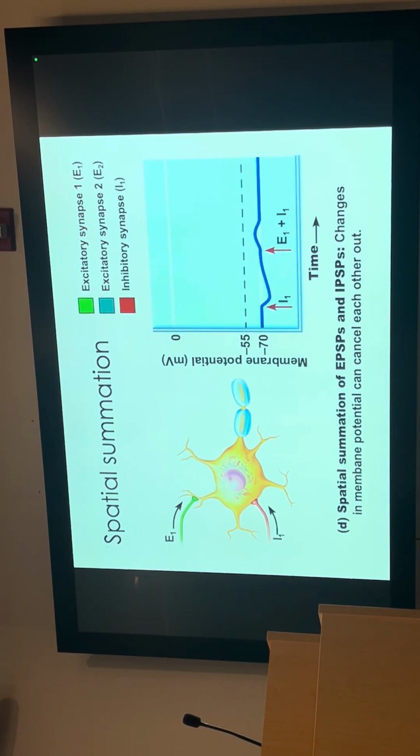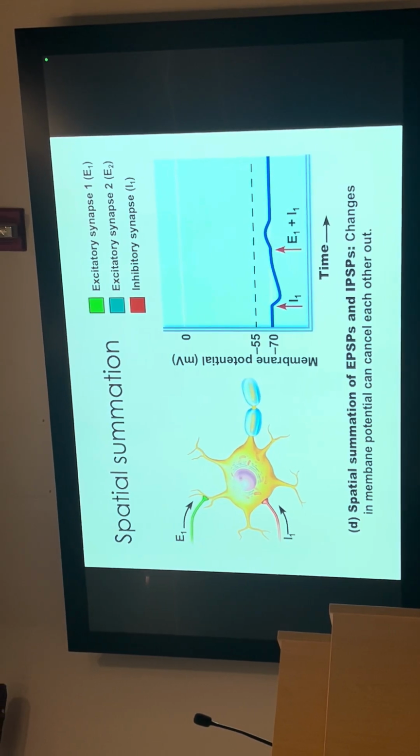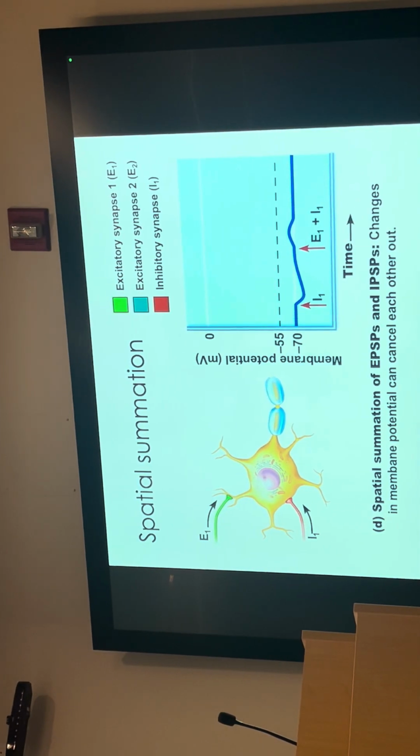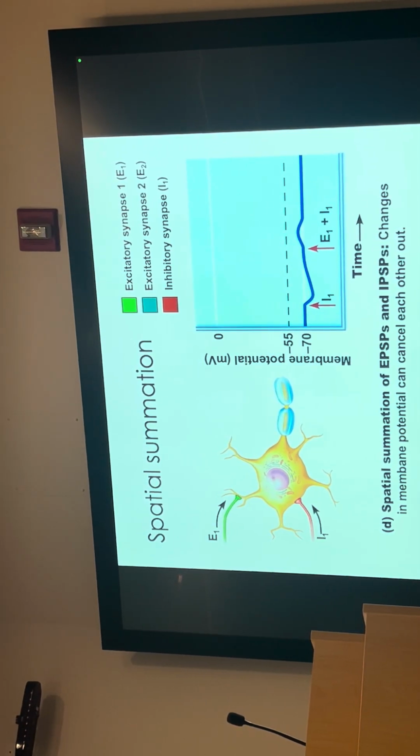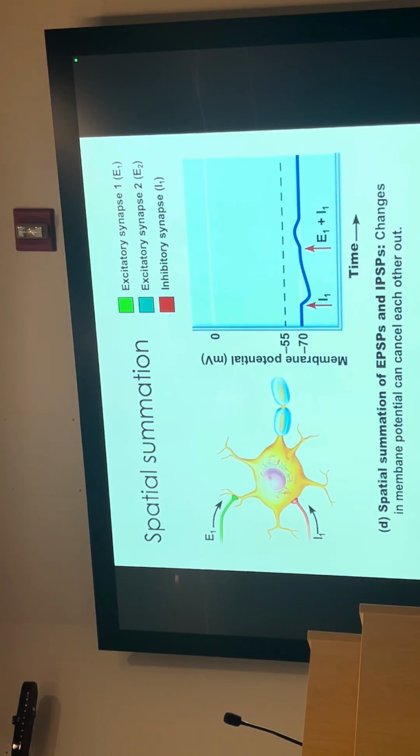Here's what would happen. What if we had an excitatory synapse and an inhibitory one? Here's an inhibitory one by itself. We know it hyperpolarizes, brings us away, and it'll find its way back. But then if we have at the same exact time an excitatory and an inhibitory, they're going to cancel each other out, right? They'll cancel each other out.